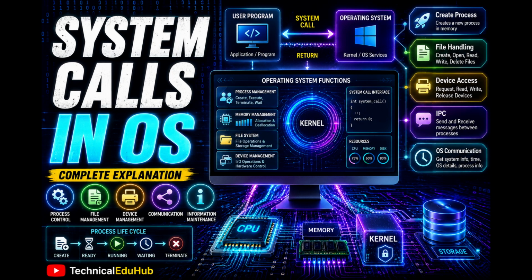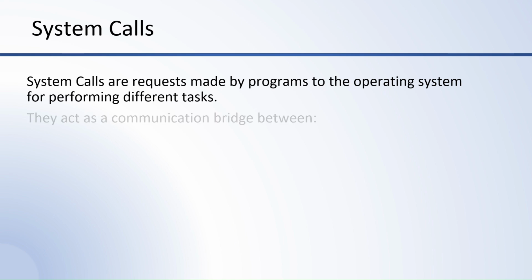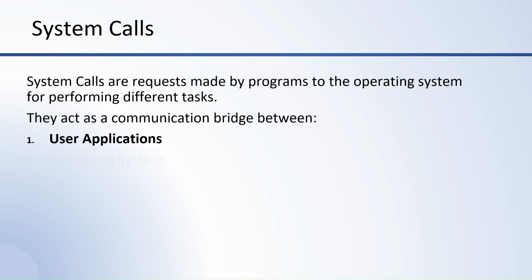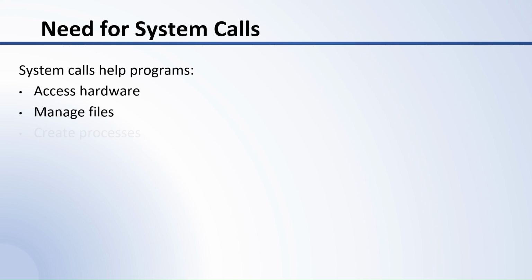In today's video, we are going to learn about system calls in operating system in a very simple and easy way. System calls are requests made by programs to the operating system for performing different tasks. They act as a bridge between user applications and operating system. They help programs to access hardware, manage files, create process, and communicate with OS.